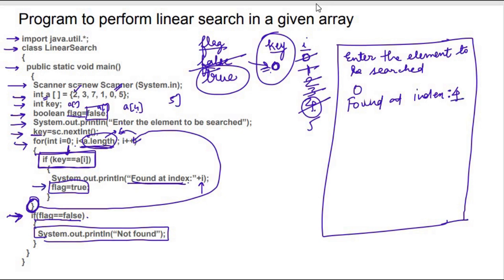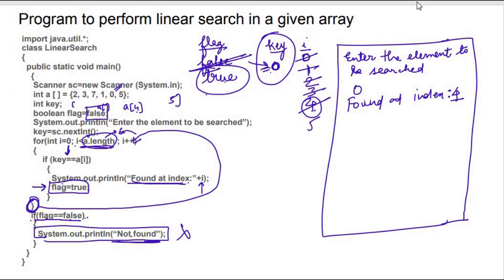At the same time, after that, what is written? Flag is true. So the value of flag is changed from false to true, and then this if will not be executed because this if has flag is false. So no, flag is true right now. So element not found will not be printed this time. Program ends. Very simple program. So each and every element of this array is checked with the search element.